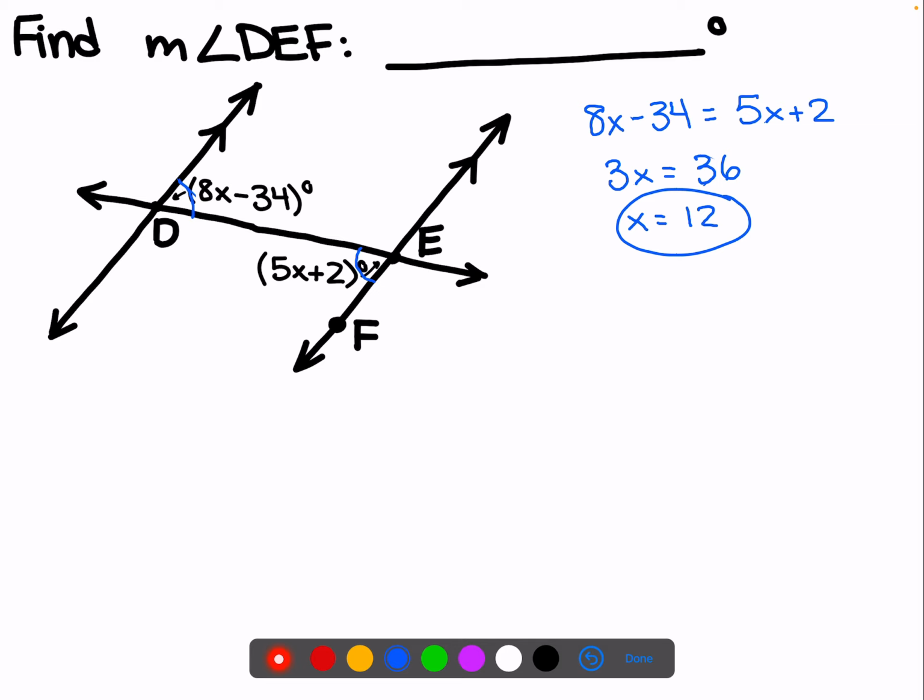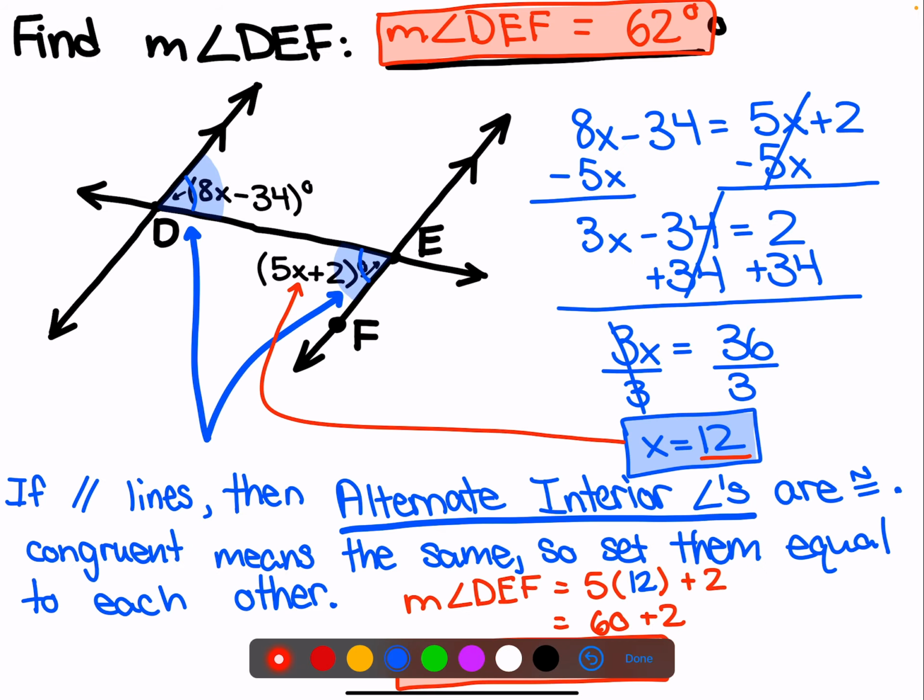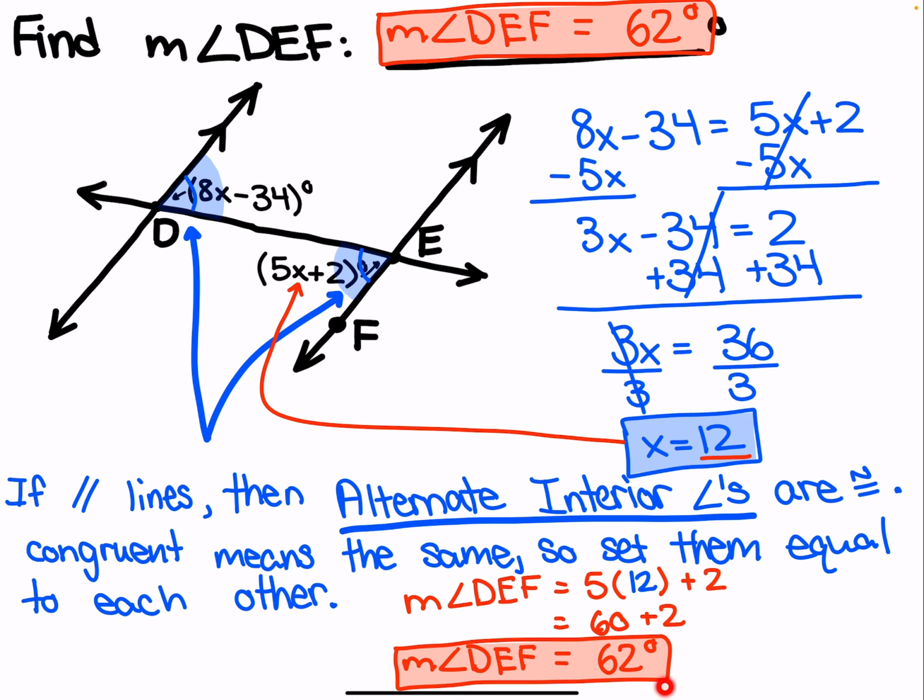Now that we know what x is, we can go ahead and plug it in for the measure of angle DEF. So DEF is this angle right down here. Could I plug it in for either one? Absolutely, because they're congruent, and congruent means the same. So the measure of angle DEF, I'm going to plug it into the one with easier numbers to deal with, is equal to 5 times 12 plus 2. That'll give me 60 plus 2, which is equal to 62 degrees. So that is our final answer here. The measure of angle DEF is equal to 62 degrees.